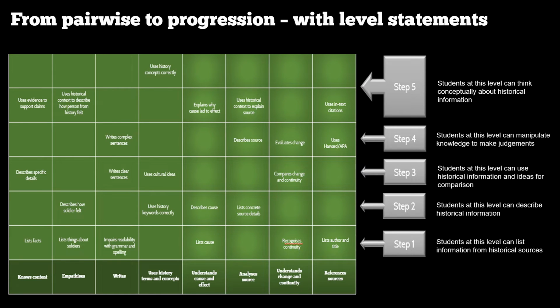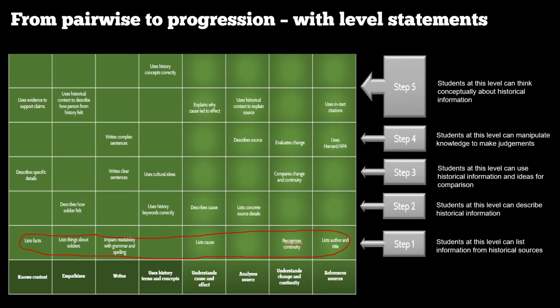It's not easy. When I marked this at university, I found that teachers find this the most difficult out of pretty much most of the stuff we ask them to do in these kinds of subjects. So in step 1, you could say, students at this level list facts, things about soldiers, write sentences that impair readability, list cause and recognize continuity, and list author and title. But that's a bit long-winded, right? This level statement is supposed to be kind of a summary.